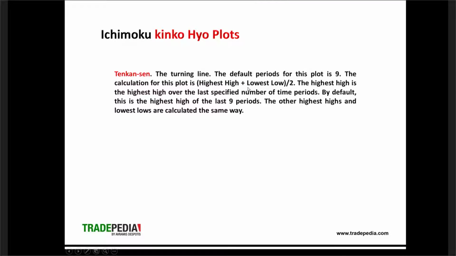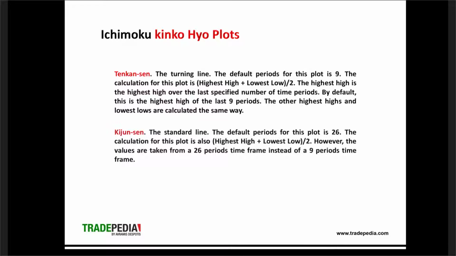So essentially a moving average, not a median actually, but based on the last 9 periods. Then we have the Kijun-sen, which is our second momentum line, also known as the standard line. Now the default periods for this plot is the 26 periods. So based on the last 26 periods now, again, it finds the highest high plus the lowest low and divides by 2. So it finds the range of the last 26 periods, the highest value, the lowest value, and adds them and divides by 2 based on the last 26.